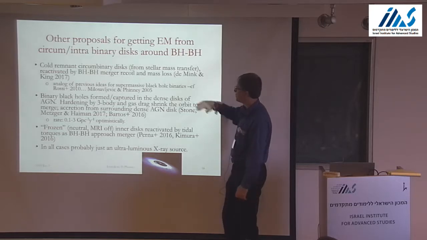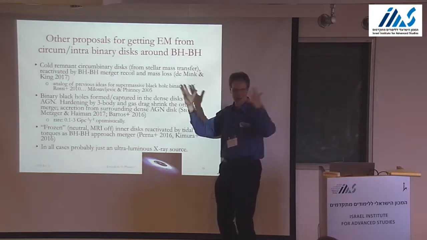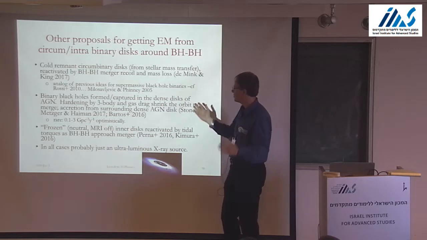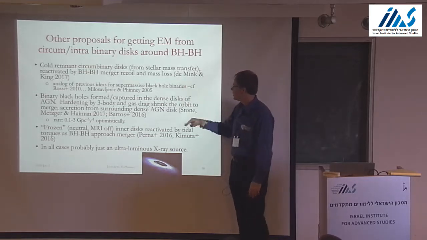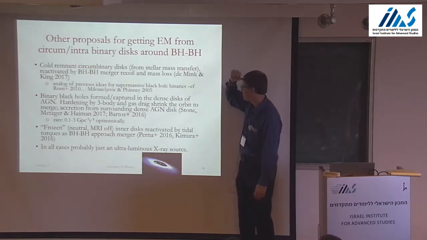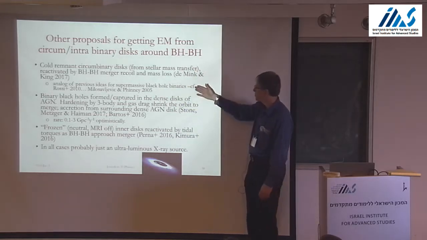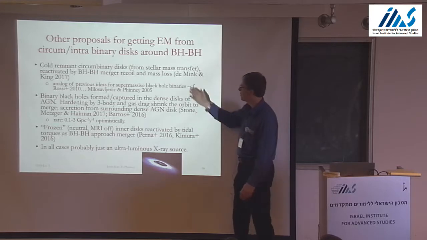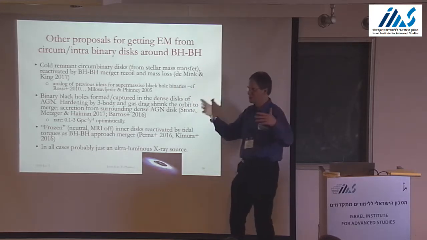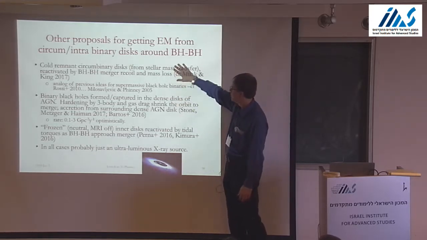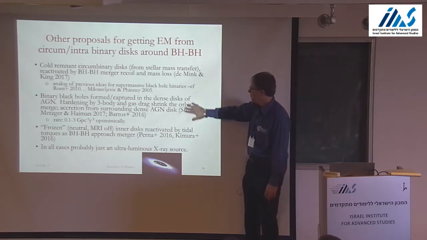And Demink and King, for example, proposed that that could suddenly heat up the disk and make it start accreting and shine. And this basically is a version of ideas that Elena and I and Milos Milosavljevic had in previous years in the supermassive black hole binary. The black hole merger recoils and kicks will excite the circumbinary disk. So that's certainly one way.